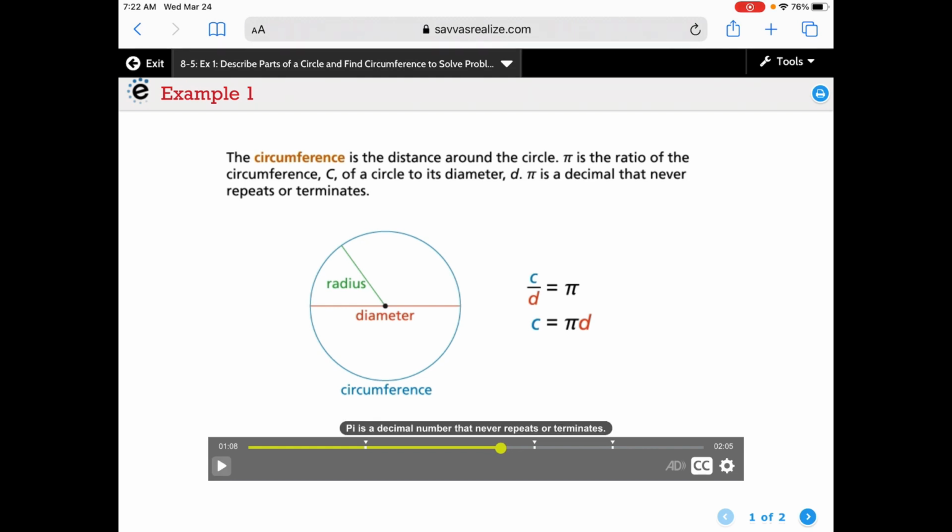That's something important to remember. Pi is a decimal number that never repeats or terminates. Its value is 3.14159 and so on, without end.